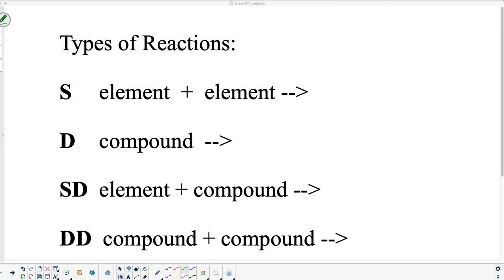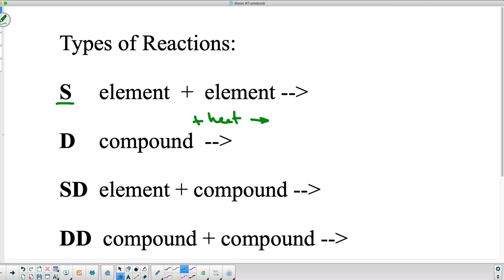Remember that if you have an element plus an element before the arrow, that is definitely a synthesis reaction. If you have just one compound and then the arrow, or you have a compound plus heat, then what you have is a decomposition reaction. If you have an element plus a compound yielding another element and compound on the other side, then that's single displacement. And if you have a compound plus a compound and then the arrow, that's our double displacement, the one that we're going to talk about today.